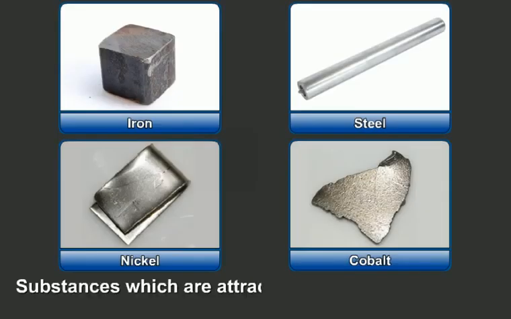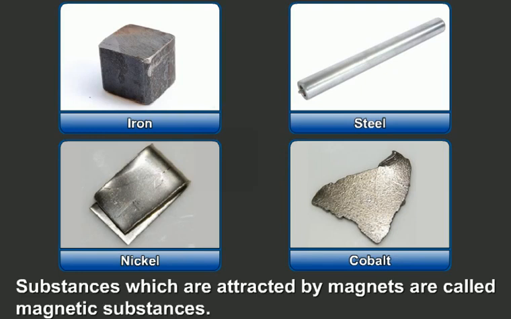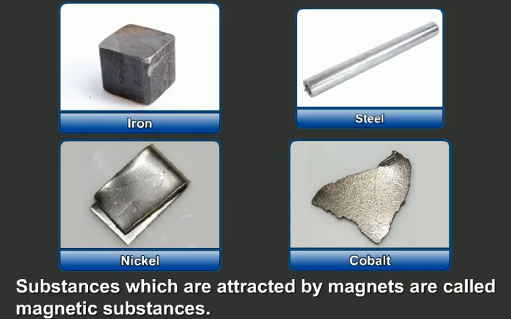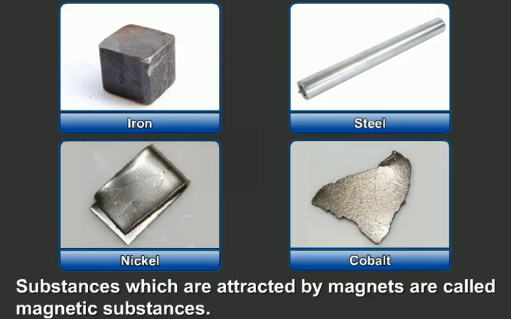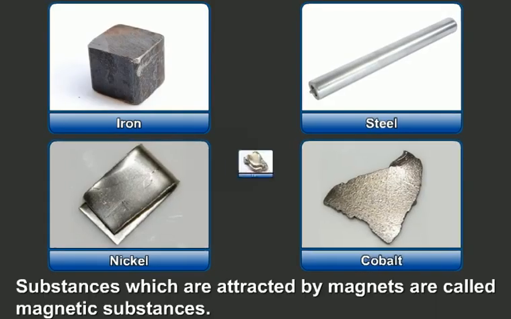Substances which are attracted by magnets are called magnetic substances. The examples of magnetic substances are iron, steel, cobalt, nickel, and so on.